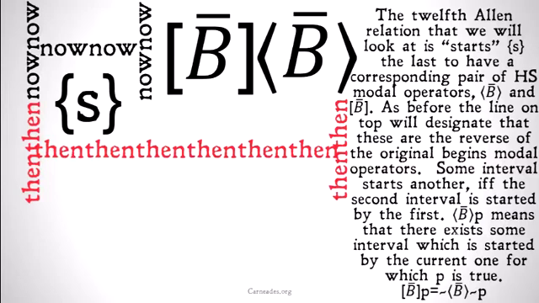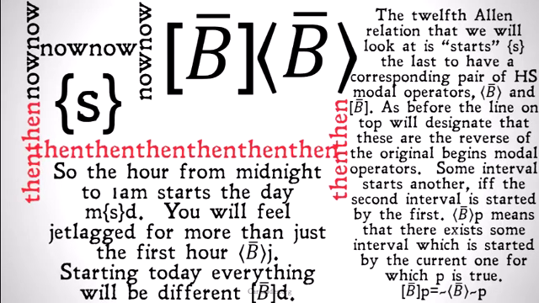B with the line over the top means there exists some interval which is started by the current one, for which P is true. So the hour from midnight to 1 a.m. starts the day. You will feel jet lag for more than just the first hour. There exists some period of time longer than the current period, this hour, for which you will feel jet lagged. And starting today, everything will be different. For every period of time that today starts, things are going to be different.